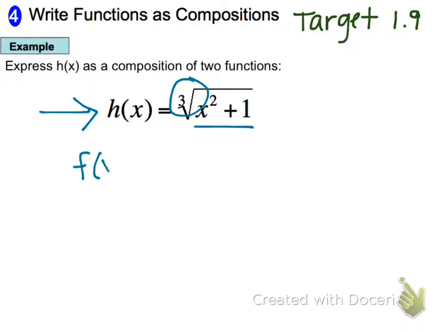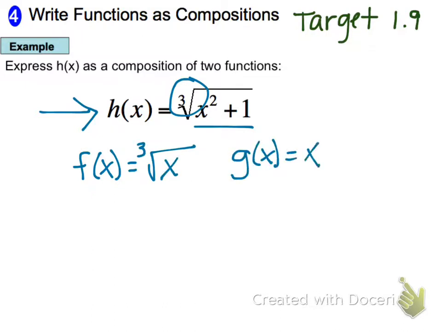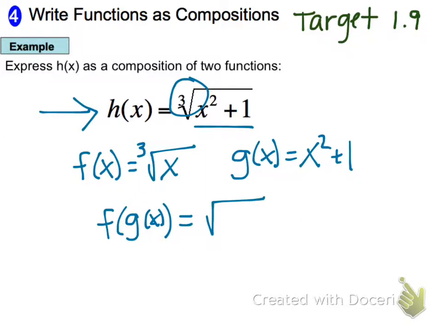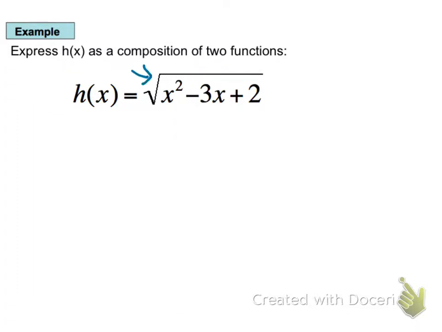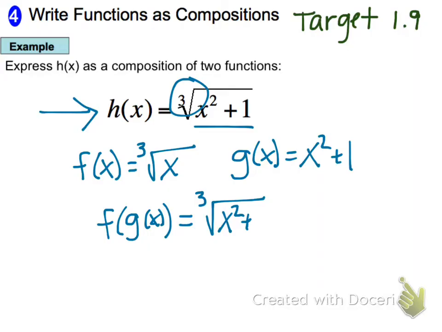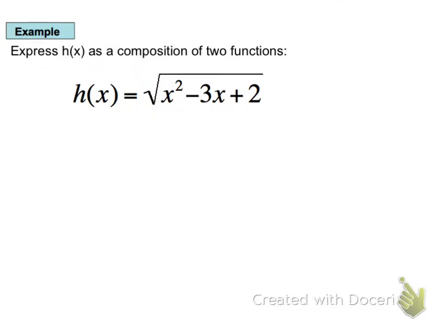We'll start with the outside function being the cubed root of x. We also have the x squared plus 1 inside, and that'll be our g of x function. If I now take a look at what would happen when I put f of g of x, I would be taking that x squared plus 1, putting it into the cubed root of x, and we get back what we started with. So there's the two functions for our composition. Let's go back to those. There's our two composition functions right there.